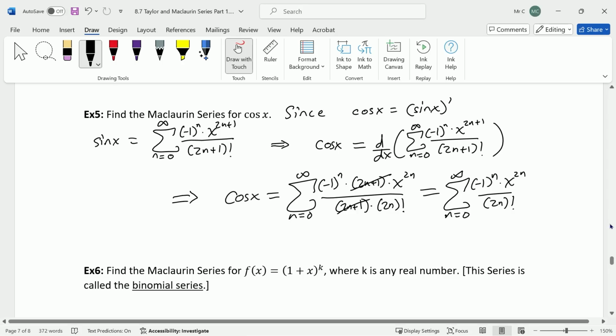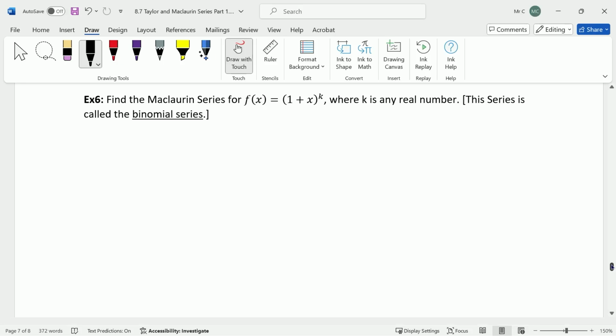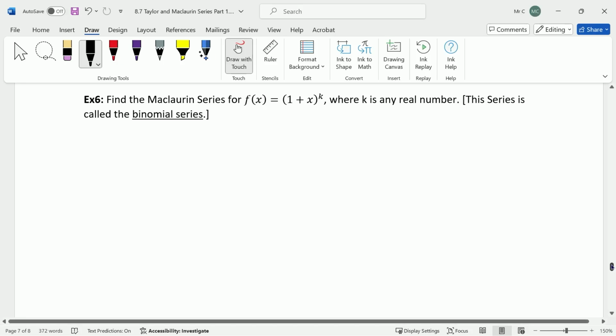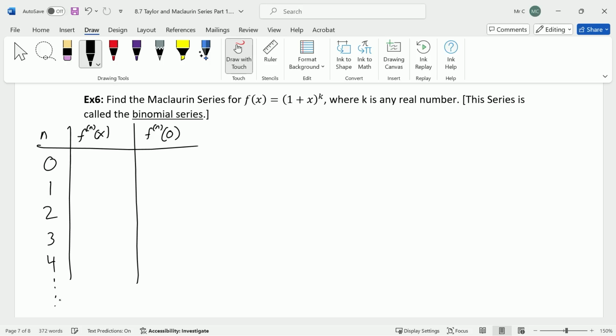Okay, now example 6, find the Maclaurin series for f of x equals 1 plus x to the k power, where k is any real number. We call this series the binomial series. Okay, so I'm going to make that same chart that I made before. We'll take n, we'll take the nth derivative of x, and then we'll plug in 0 for our Maclaurin series. So for n, we start at 0, 1, 2, 3, 4, etc. That's enough. And our original function is just 1 plus x to the k.